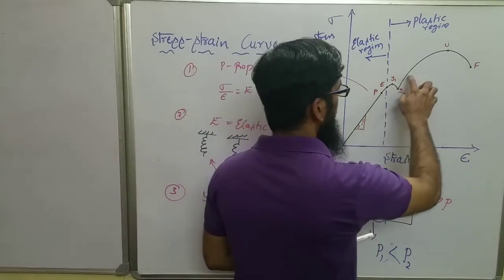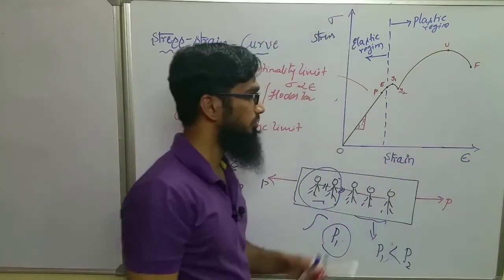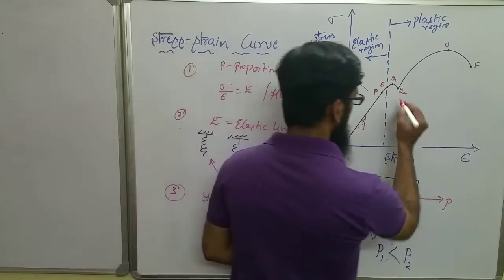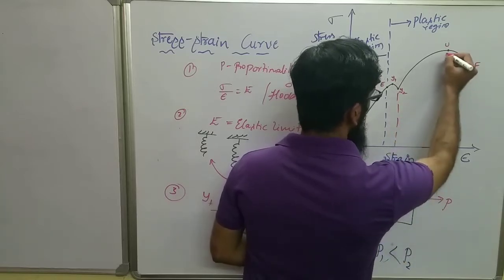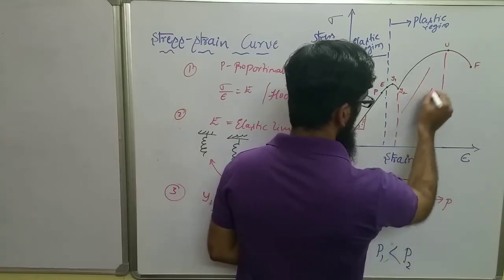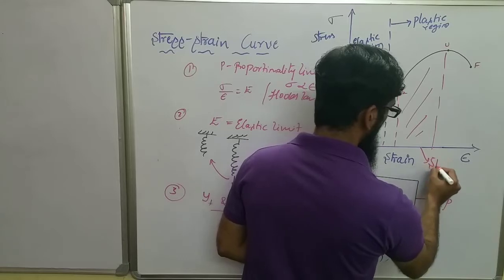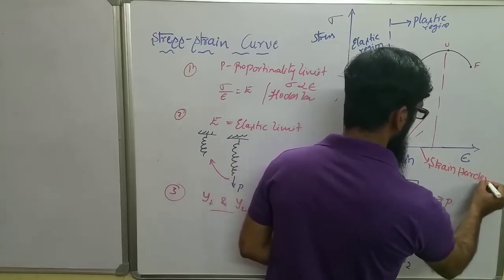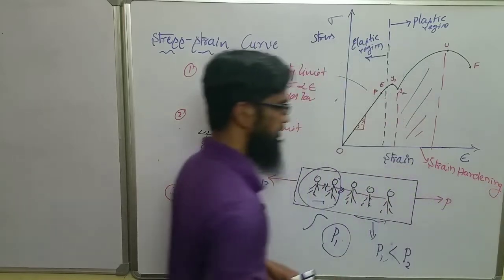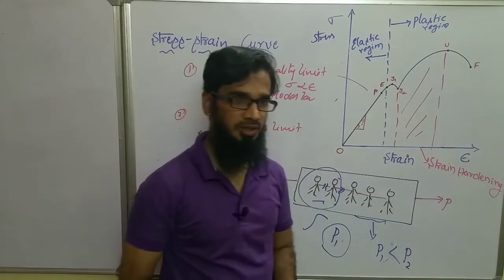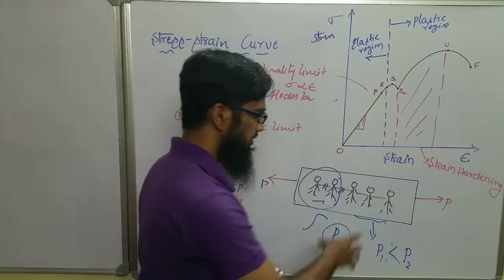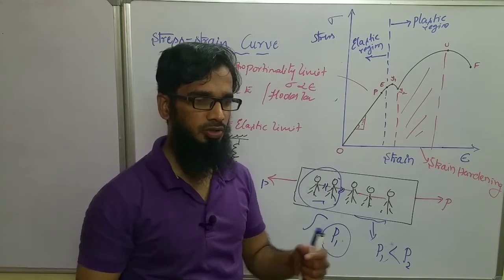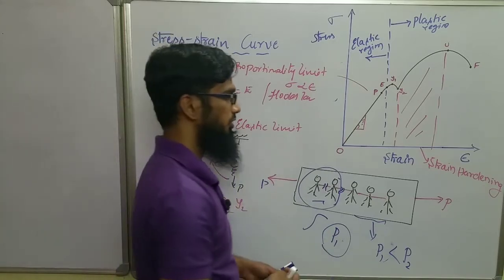That's why there will be a sudden increase in the curve here, from y2 to u. Therefore, the region from y2 to u is called strain hardening. That process is called strain hardening. This is a very important thing here. With this example we'll come to know what strain hardening is. It is one of the inherent properties of mild steel material.